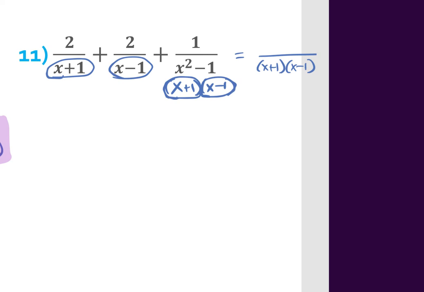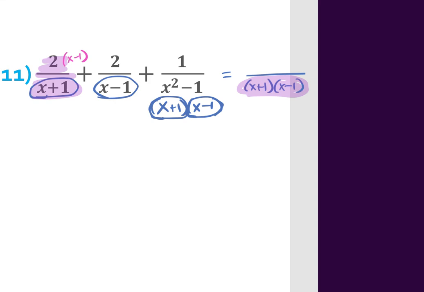Now I have to go to each of the three fractions, okay? So if I go to the first one and I compare the denominator with my least common denominator, what's missing? The x minus 1. I'm going to wait and just distribute at the end, but I'm going to just write this out first. Then I go to the second one. What's missing from the denominator on the second one to my least common denominator? X plus 1. And then I go to the third one. What's missing from the denominator to my least common denominator? Nothing. So that one's going to stay as 1.